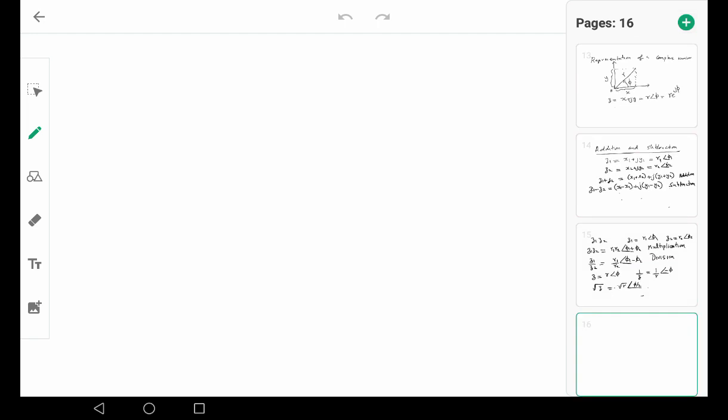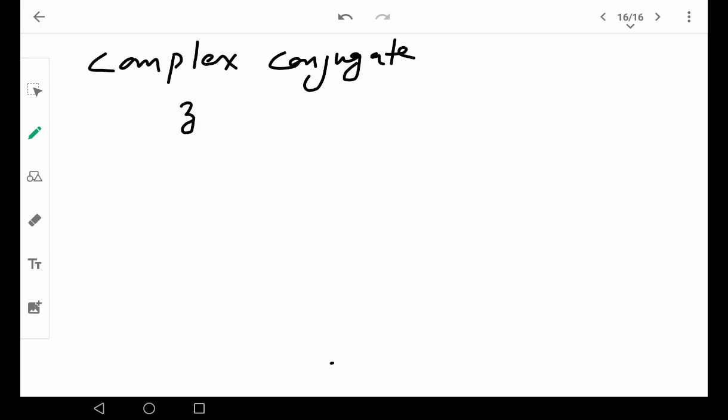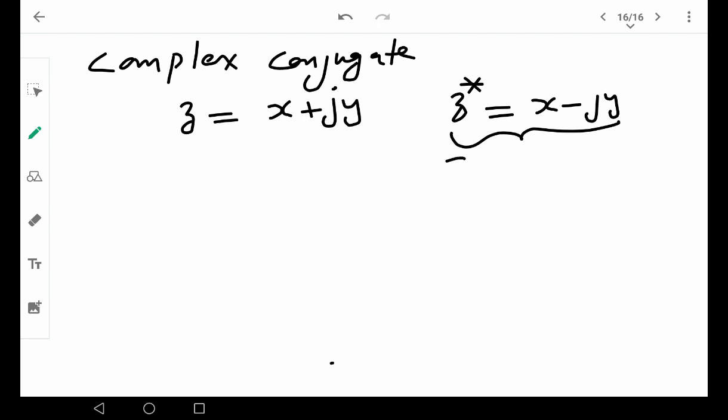Then you have something called a complex conjugate. Suppose z equal to x plus jy, then the complex conjugate is given by z star equal to x minus jy. So this is the complex conjugate. Okay.